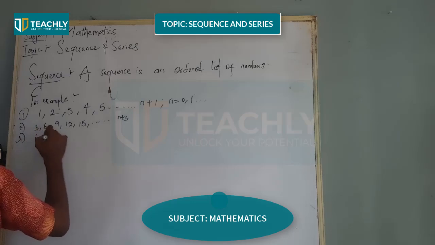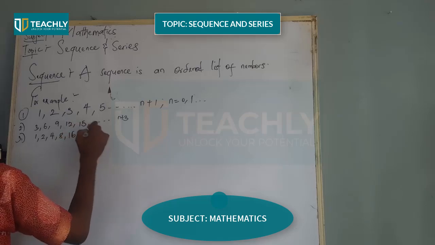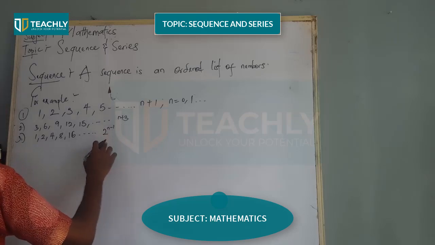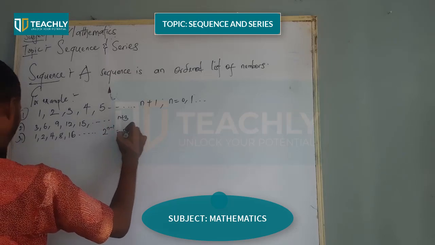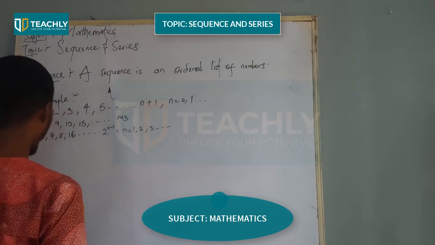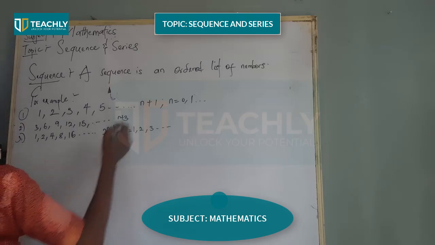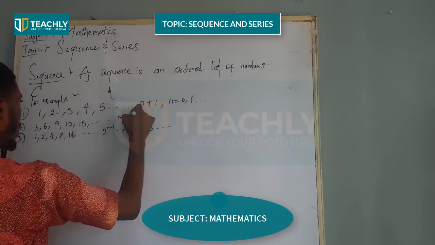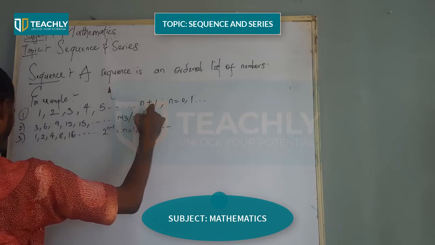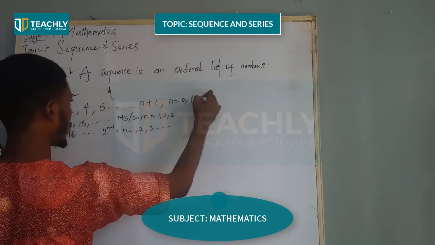So we can have another one. We have 1, 2, 4, 8, 16. So this one is what? 2 to the power of n minus 1, when n is equal to 1, 2, 3, etc. Now, I hope this one is clear enough. So I can also have this one to be 3n, that is n is equal to 1, 2, 3. And it can be the same for this also.